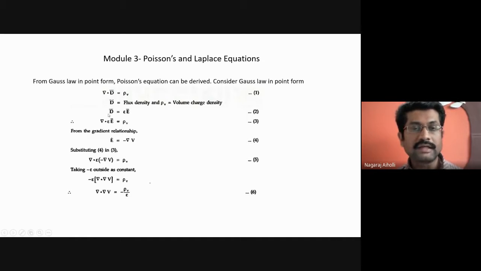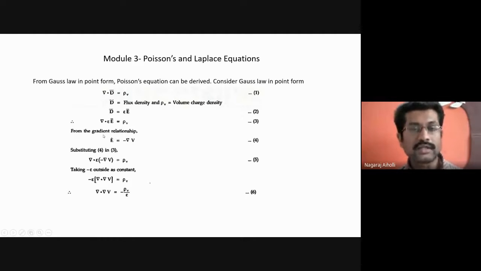We know that D bar is equal to epsilon into E bar. Substitute this D is equal to epsilon E in equation number 1. Del dot, instead of D bar, I'll substitute epsilon E. Therefore, del dot epsilon E bar is equal to rho v. Take it as equation 3.